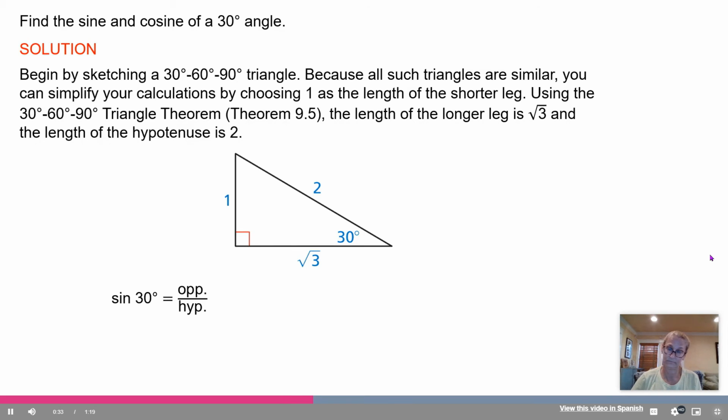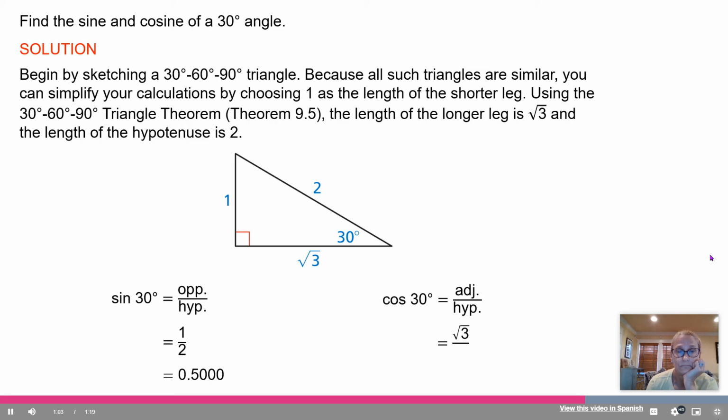Now, the sine of 30 degrees is equal to the length of the opposite leg divided by the length of the hypotenuse. The length of the opposite leg is 1, and the length of the hypotenuse is 2. So, the sine of 30 degrees equals 1/2, which equals 0.5000. The cosine of 30 degrees is equal to the length of the adjacent leg divided by the length of the hypotenuse. The length of the adjacent leg is the square root of 3, and the length of the hypotenuse is 2. So, the cosine of 30 degrees equals the square root of 3 divided by 2, which is approximately equal to 0.8660.